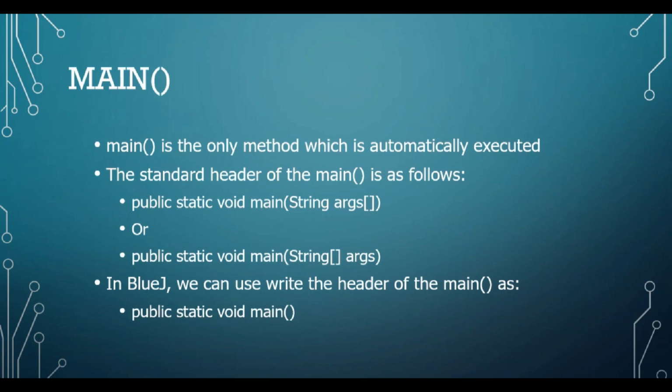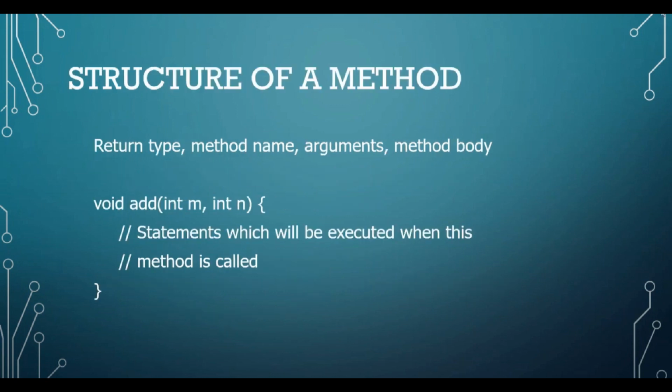In BlueJ we can write the header of the main function as public static void main. So we may remove the String args from in between, it doesn't matter to us. But when we are actually working in a production environment, we will use the first two headers.